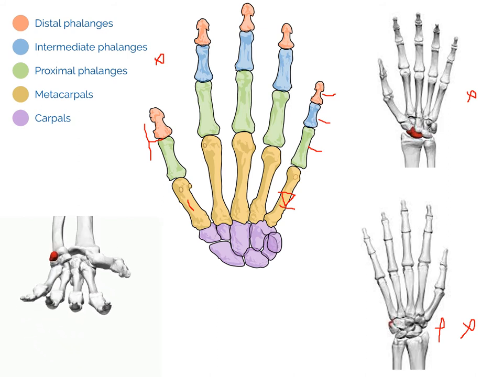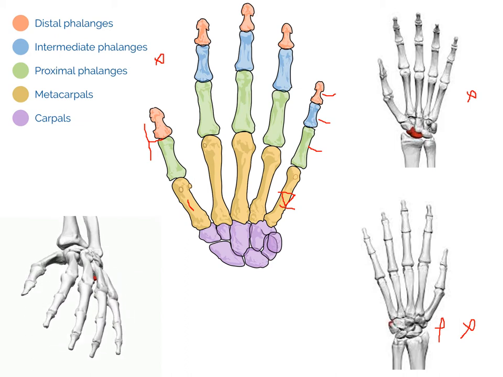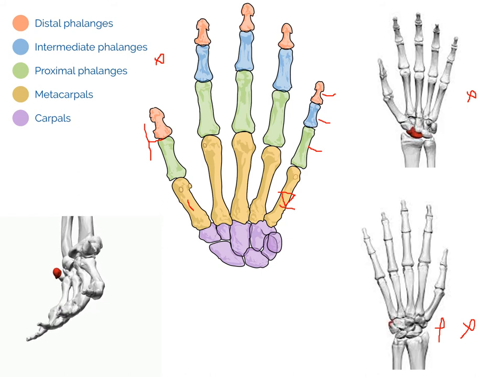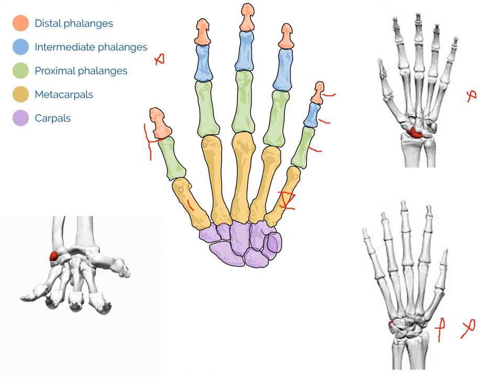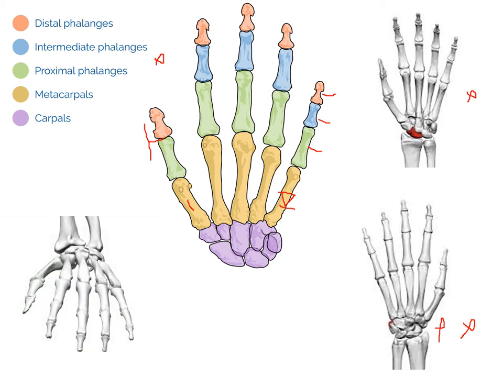And so, depending on which perspective you're looking at is going to determine whether or not you see 7 carpal bones or 8 carpal bones. So on the next slide here, we are going to walk through the 8 carpal bones.